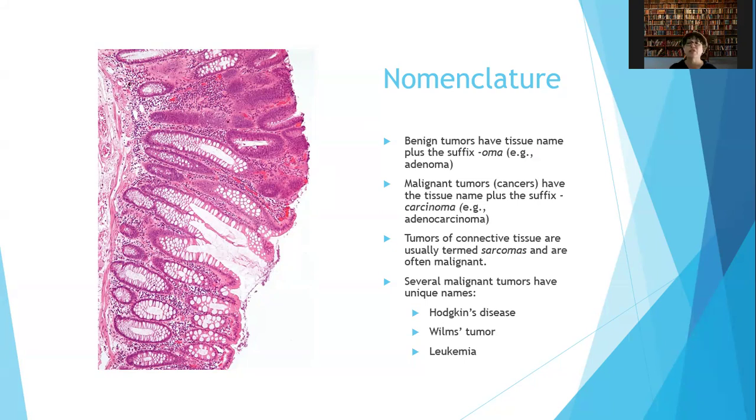There are several malignant tumors that have unique names, such as Hodgkin's disease, Wilms tumor, and leukemia, and we will talk about those a little bit this quarter, and then when we talk about the blood and lymph systems next quarter, we'll talk a little bit more detail on those.